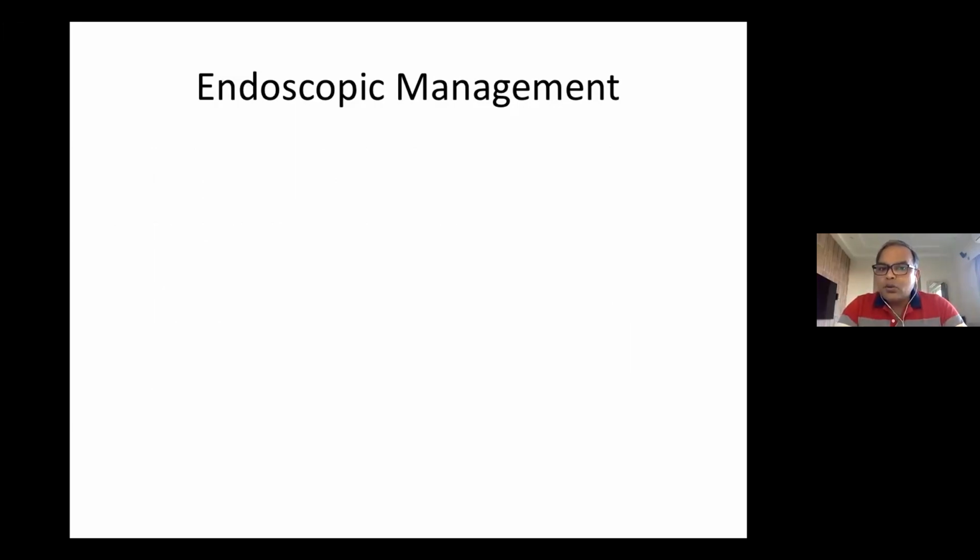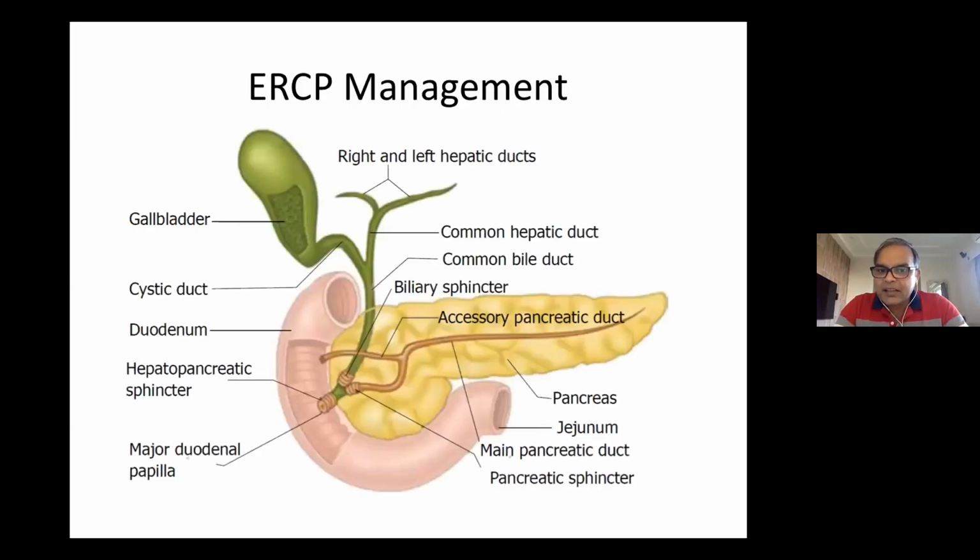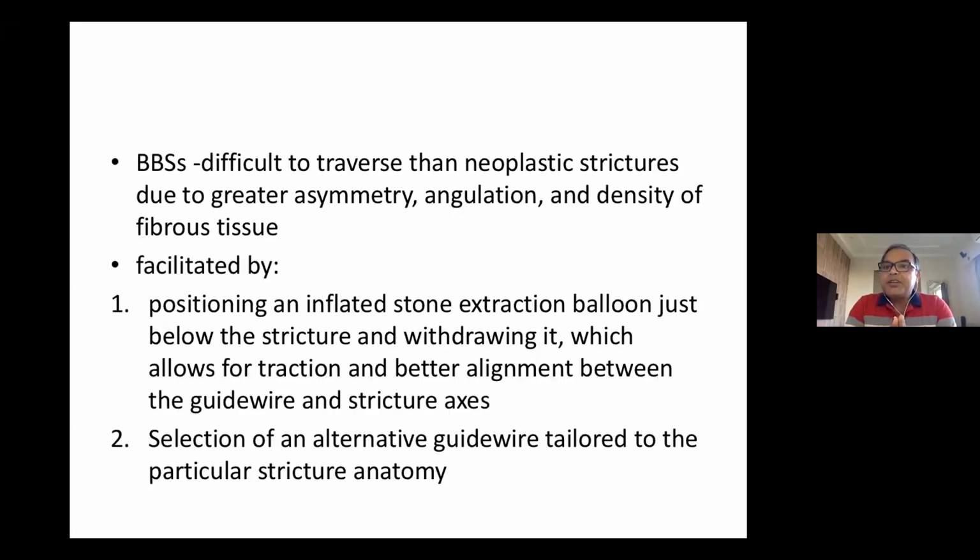So this is the basic anatomy, and they enter through the major duodenal papilla, enter into the common bile duct, and treat the benign biliary stricture. The difference between a benign biliary stricture and a neoplastic stricture is that they are difficult to cannulate, they have a greater asymmetry, the angulation is different, and there is a lot of fibrous tissue around these biliary strictures. That's why they are not easy to cannulate, to cross the strictures.